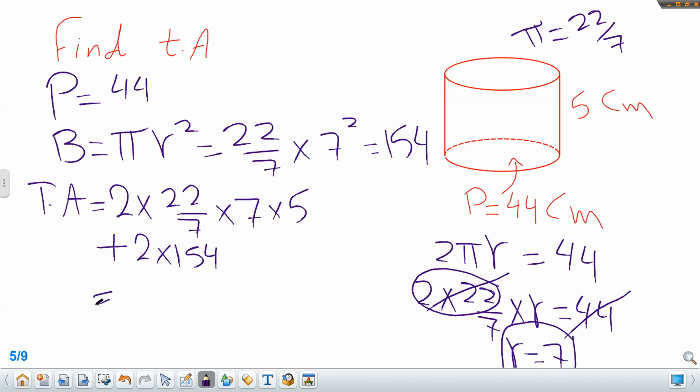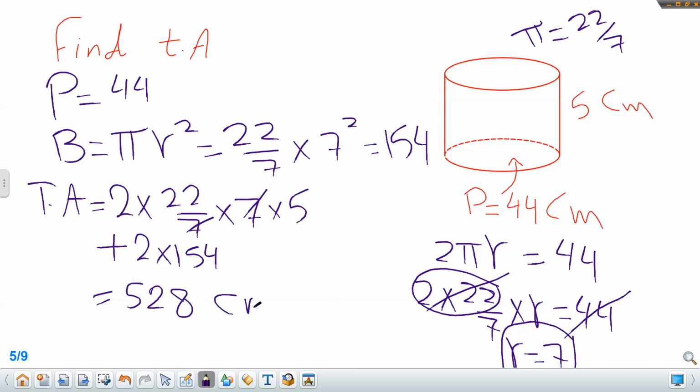Then you can evaluate it using a calculator as you like. First, 7 cancels with 7. It will be 2 times 22 times 5. It will be 220. 220 plus 2 times 154. It will be 528.